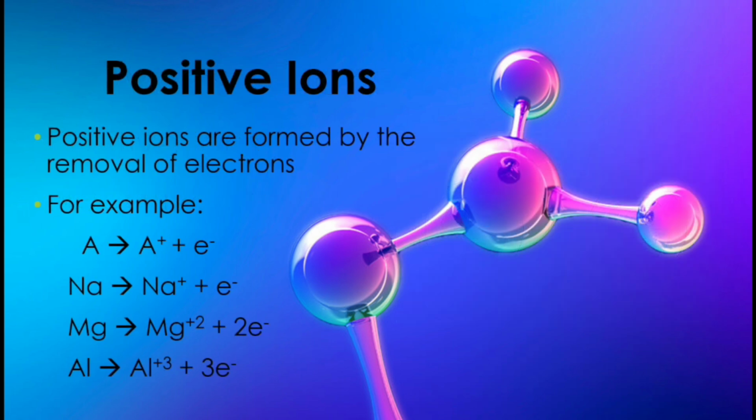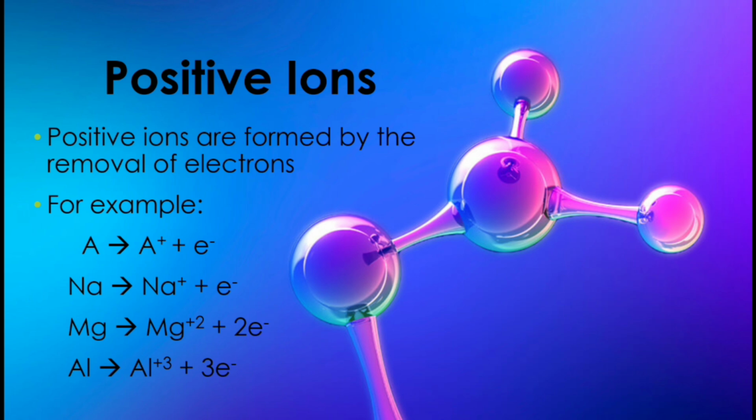Then we have positive ions. Positive ions are formed by the removal of electrons. When an atom loses an electron, a positive ion is formed, because an atom is neutral. It has an equal number of protons and electrons. But when an atom loses an electron, the ratio of electrons and protons is disturbed. Electron loss means there are fewer electrons and more protons. So that's why the atom carries a positive charge.